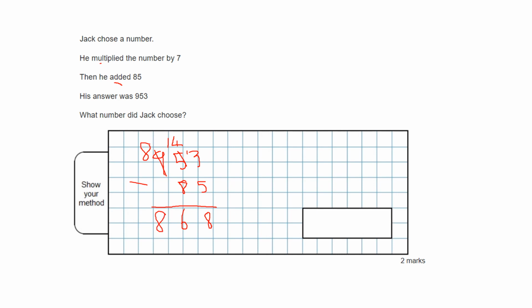And instead of multiplying the number by 7, I am then going to divide. So I've got 868 divided by 7, so 7 into 8 goes once, remainder 1. 7 into 16 goes twice, remainder 2. And 7 into 28, of course, goes 4 times. So his original number would be 124. Now, of course, if you've got time at the end of your test, you could go back and actually work that out. You could make sure that you are right.